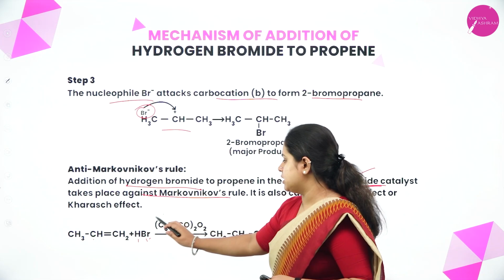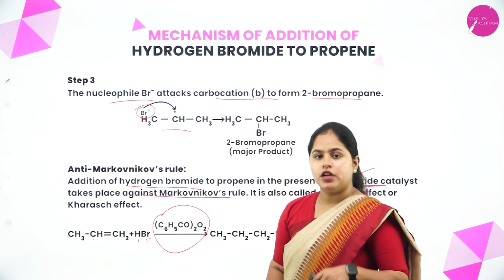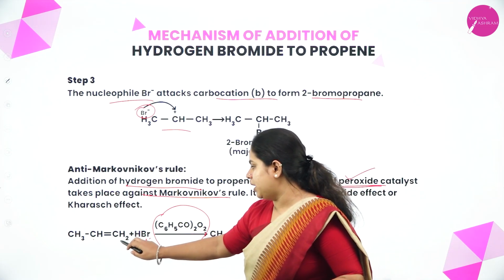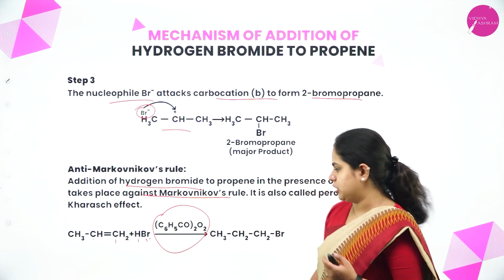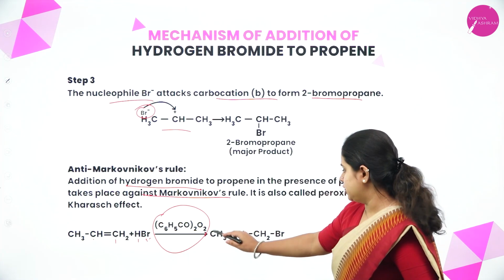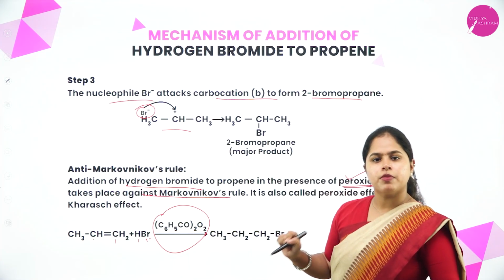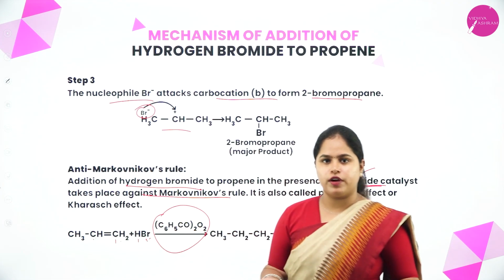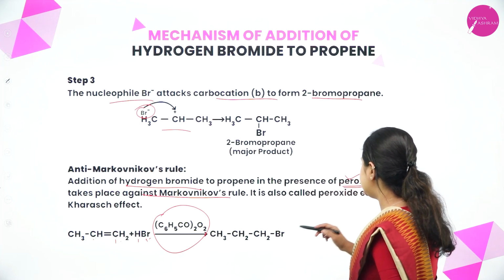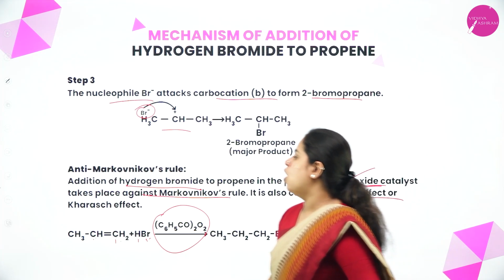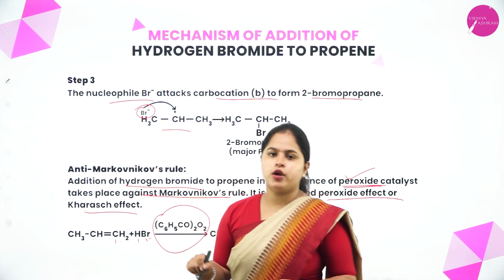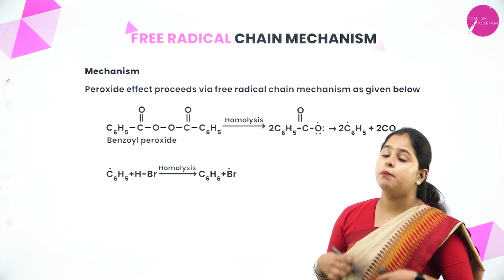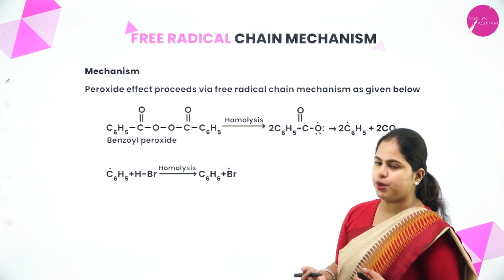But as you can see, there is peroxide here. So it will follow the anti-Markovnikov rule and the negative part will be attached to the carbon having more hydrogen atoms. So this is the product you are going to get, CH3, CH2, CH2Br. Instead of attacking here, it will attach to this carbon atom having more hydrogen atoms. So it is called the anti-Markovnikov rule, peroxide effect, or Kharasch effect. I hope the Markovnikov and anti-Markovnikov rules are clear for you. Now, let's understand the mechanism for the peroxide effect.